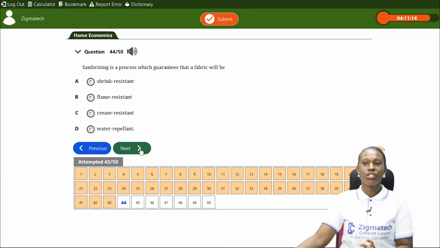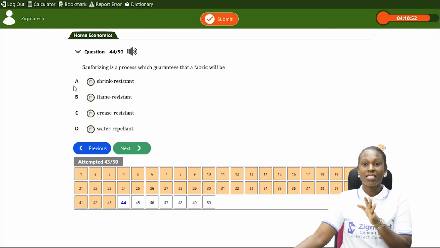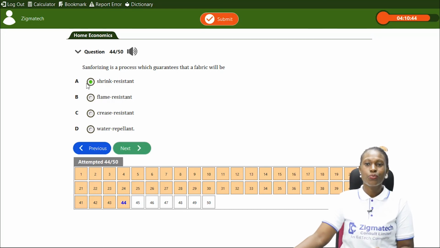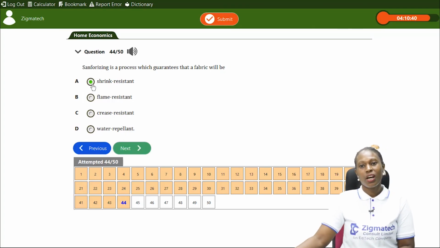Sanforizing is a process which guarantees that a fabric will be: A, shrink resistant, B, flame resistant, C, crease resistant, D, water repellent. Now, what is sanforization? What is that process all about? The process of sanforizing guarantees that the fabric will not what? Will not shrink. So it is shrink resistant. That is the answer to that question, okay?